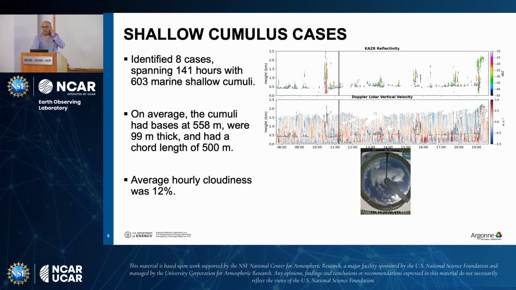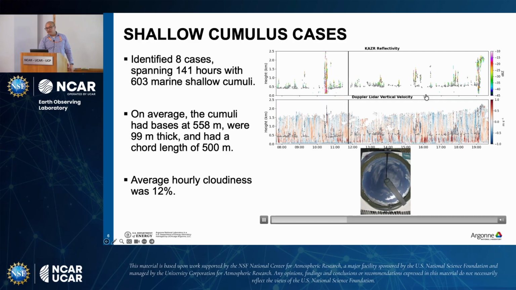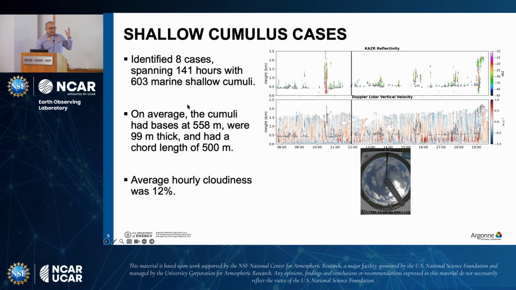There are a few things I would like to highlight in here. Number one is the cloud base height is pretty constant, right? So you can see the black dots are at about 500 meters. So these are sort of typical BOMEX-type shallow cumulus we are looking at in here. It's pretty nice for us to see.